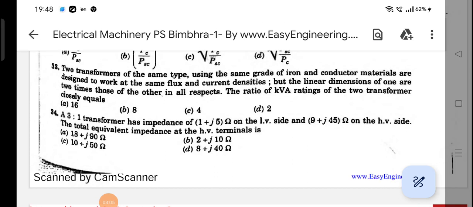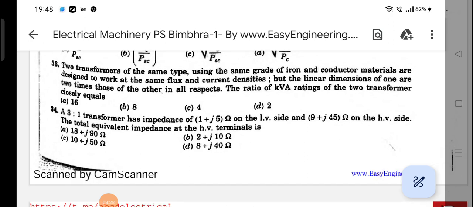Next, 34th question: a 3:1 transformer has impedance of 1 plus j5 ohm on the LV side and 9 plus j5 ohm on the HV side. Here 3:1 means 3 is the N1 turns and 1 is the N2 turns. N1 turns are more, so that is the high voltage winding, and N2 turns are less, so that is the low voltage winding. The low voltage impedance is given as 1 plus j5 and the HV impedance is given as 9 plus j5 ohm. The total equivalent impedance at the HV terminals is, okay.